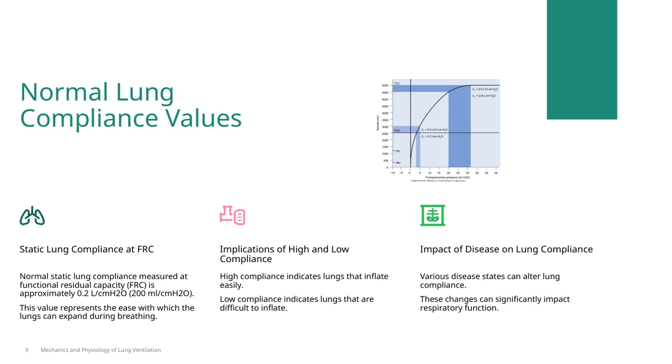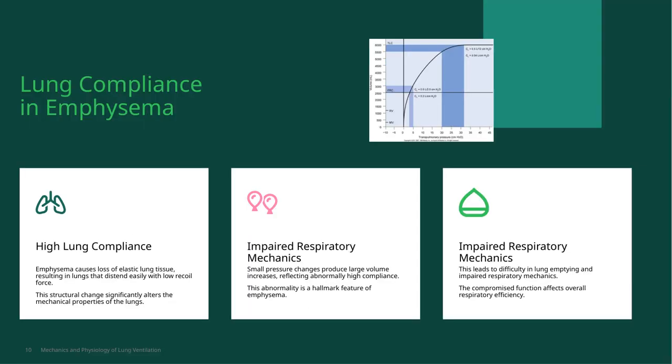Overall, recognizing how disease states influence lung compliance helps us better understand respiratory challenges and guides us in tailoring appropriate treatments. Let's take a closer look at high lung compliance in emphysema. When someone has emphysema, it causes the loss of elastic lung tissue, which means the lungs can stretch more easily, but they don't recoil as well.